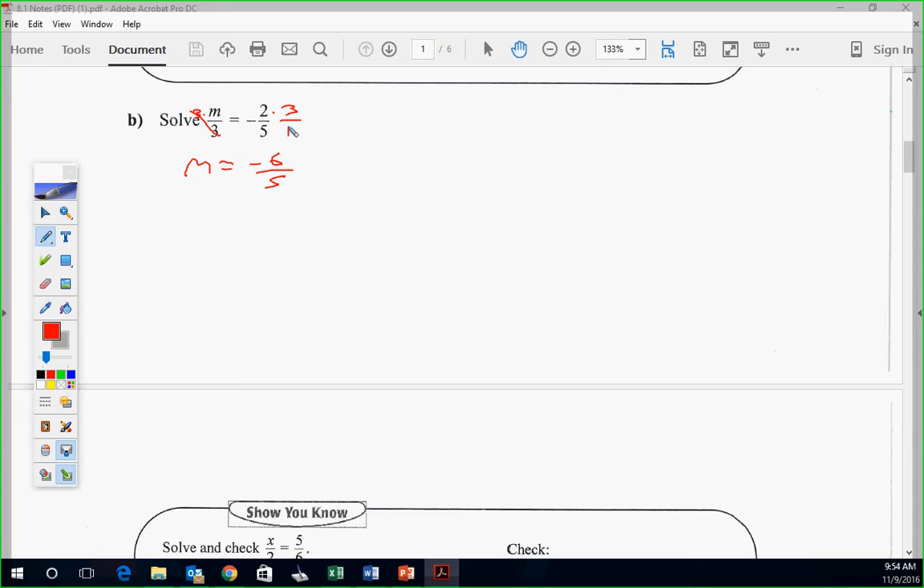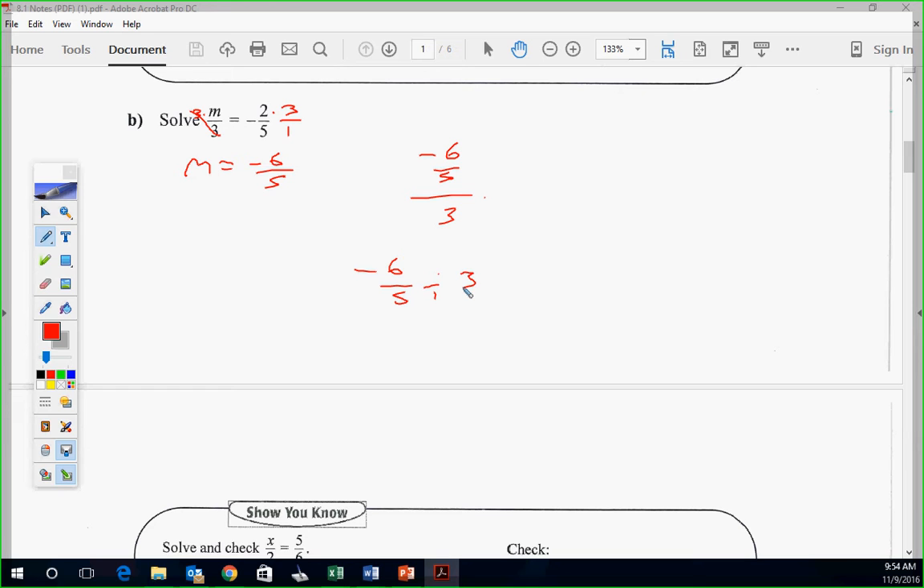So negative 6/5, let's stay in the habit of checking this here. It would be negative 6 over 5 divided by 3. That's how you'd write it. And you're saying, whoa, that's a fraction. Well, that's fine. Let's just write it like this then. That's the same thing, correct?